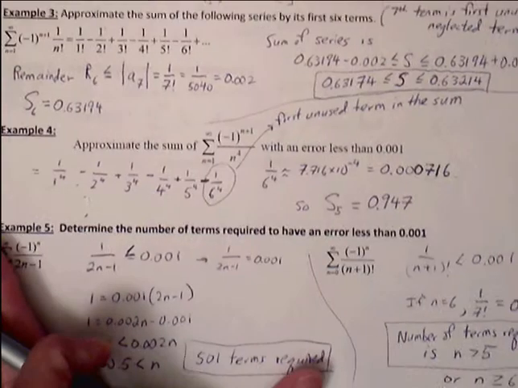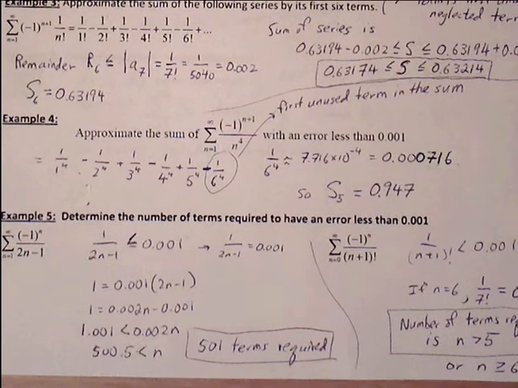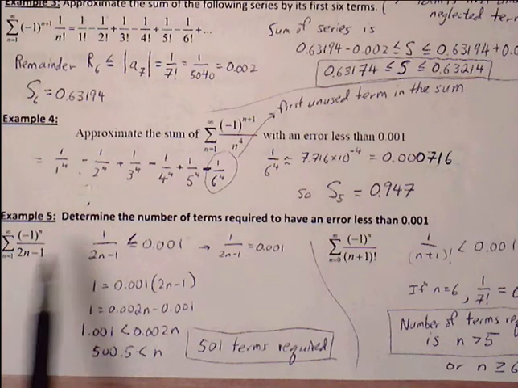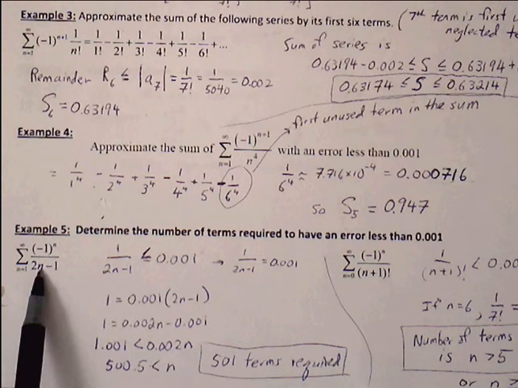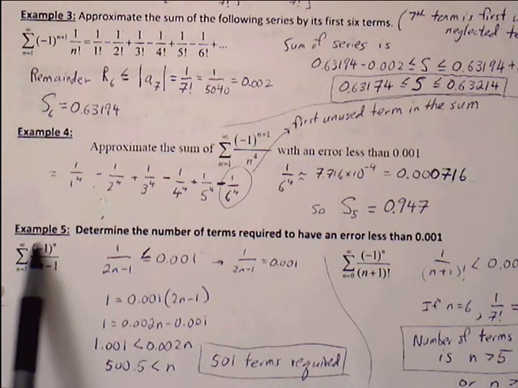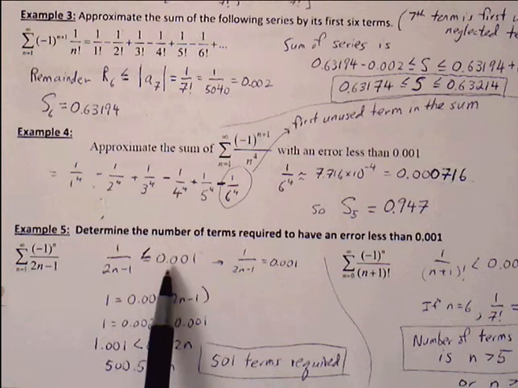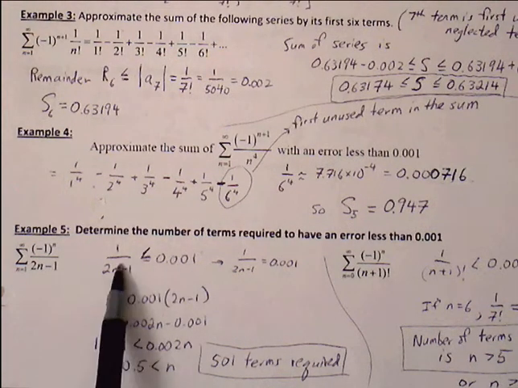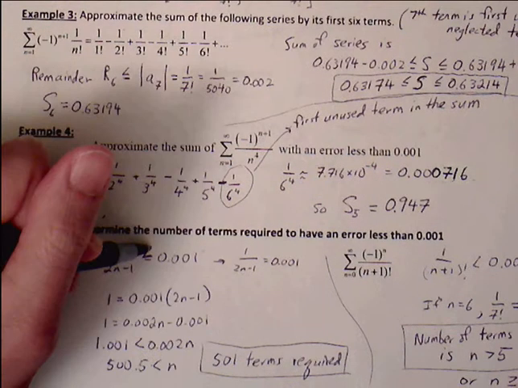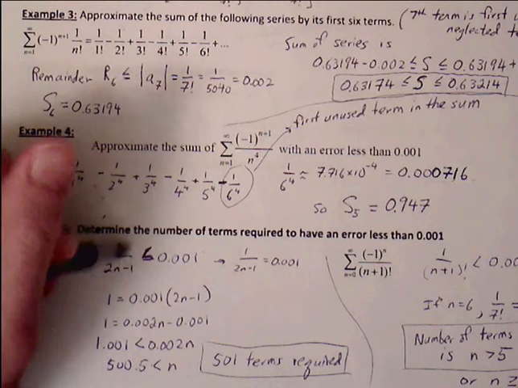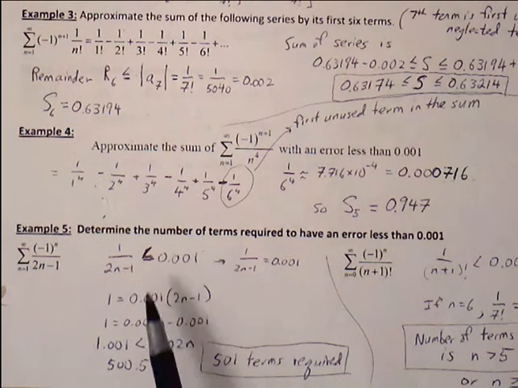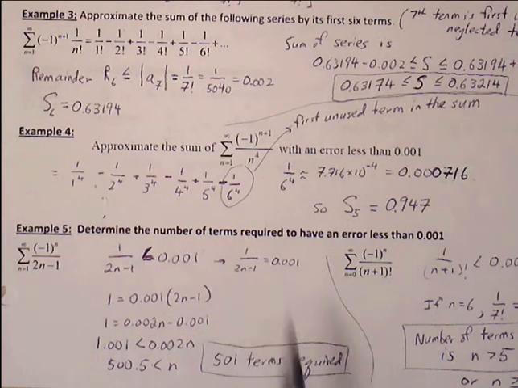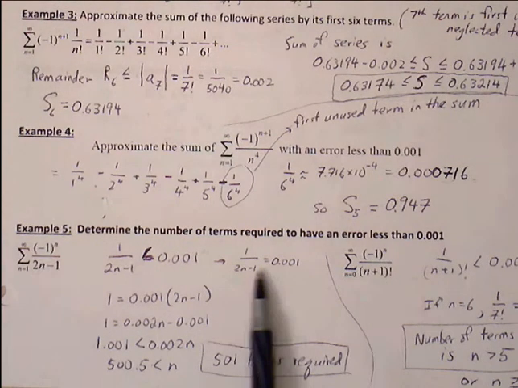Example 5: determine the number of terms required to have an error that is less than 0.001. We basically want to find out for what value of n this rule of sequence will produce a value less than 0.001. We want the n value to produce a fraction that is less than 0.001. So we can just solve for n by setting these two values equal to each other.